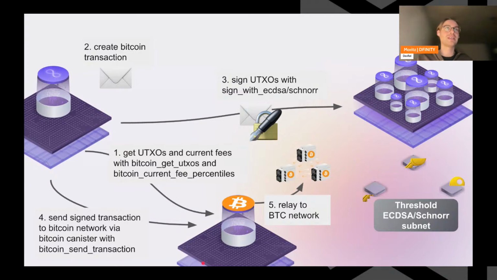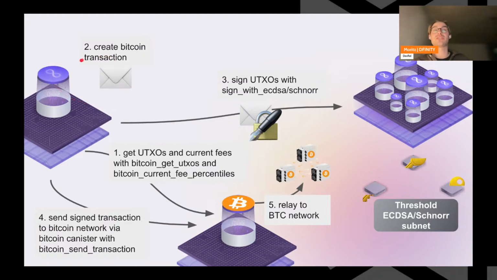So what we start with is that the canister here gets the UTXOs it owns, and also the current transaction fees by calling the Bitcoin get UTXOs and providing its canister ID or address as an argument. And then it knows, okay, I got these UTXOs and I can spend so much. And then also the Bitcoin current fee percentiles. Those two are enough to create a Bitcoin transaction. So I specify the UTXOs and I specify the fee that I'm willing to pay.